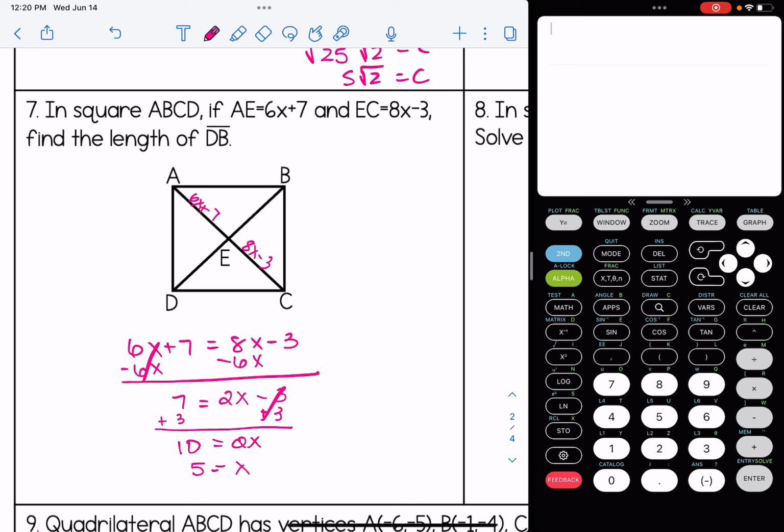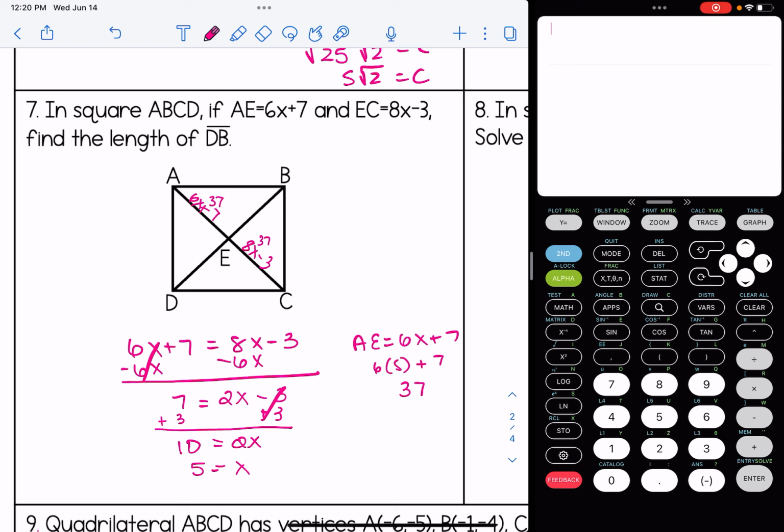Now, this problem doesn't ask us to solve for x. It says to find the length of DB, so we just have a little bit more to do. So we're going to have to do some plugging in. If I want to find the length of, let's say, AE, remember that was 6x plus 7. So if I plug 5 into that, 6 times 5 plus 7 is 37. So I know this is 37. And these were equal, so this is 37 as well, EC.